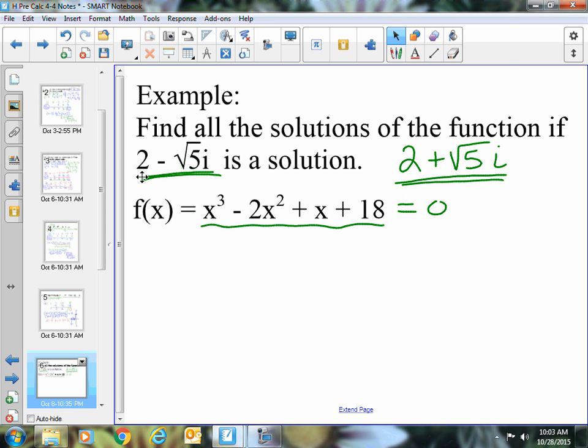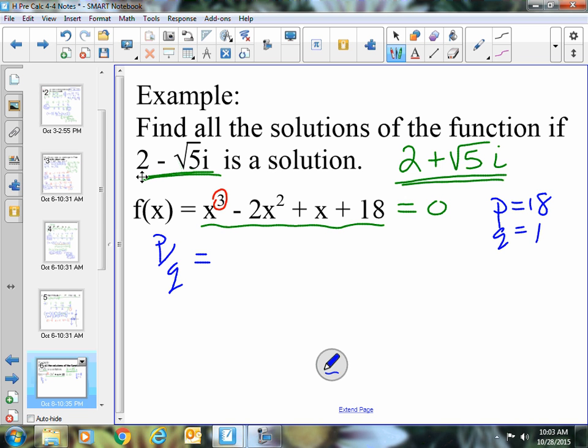If I have 2 imaginary solutions and it's a degree 3 polynomial, then the last one has to be real, which is great because I at least have this rational root theorem to help me guess and check. Now, if this real solution is not rational, P over Q is not going to help me at all. But if it is, then I'm going to be in great shape. All right, so P is 18. Q is 1, thank goodness, because that makes life a lot easier.